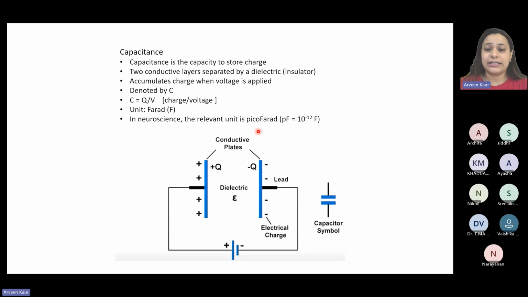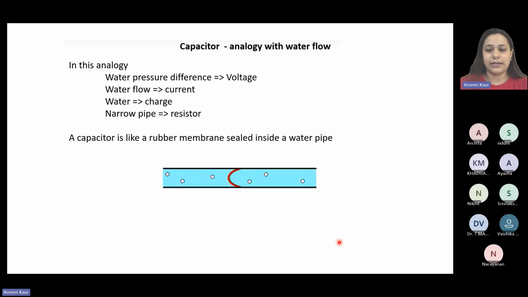And in neuroscience, the relevant unit is picofarad. So the capacitance that we actually obtain when we are talking in terms of neuroscience is in the order of picofarads or 10 raised to power minus 12 farads. Right? The symbol of capacitor is only a little different than the symbol of potential difference or voltage. Right? In case of voltage, since there will be a difference between voltage at these 2 points, it will always be one bigger line and one smaller line. While in case of capacitor, equal charge will accumulate at both the ends. So the symbol will be two equal lines, right?